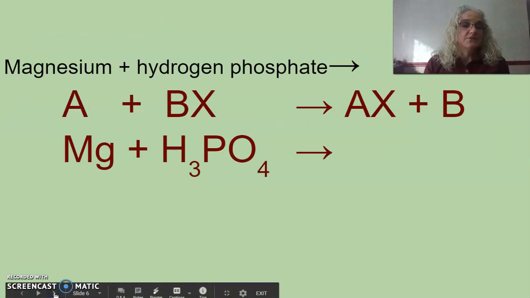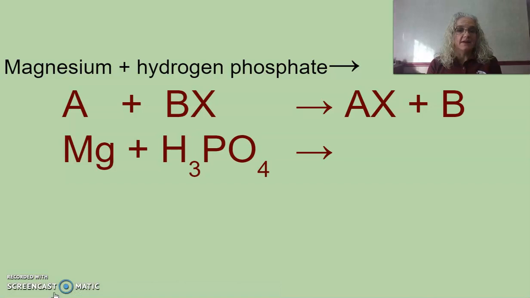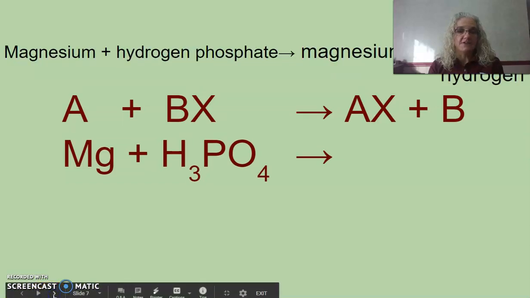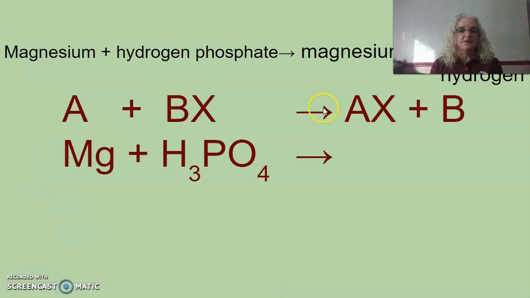First, I write the symbols and formulas for magnesium and hydrogen phosphate underneath each of those names, where hydrogen is +1 and phosphate is PO4 with a -3 charge. Next, I predict the products of the reaction following the example of A plus BX yields AX plus B. So A was magnesium and X was phosphate, so magnesium and phosphate go together to become our compound, magnesium phosphate. And hydrogen, the B, gets kicked out on its own, so we put plus hydrogen.